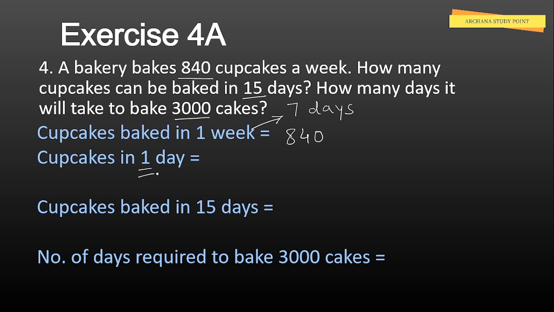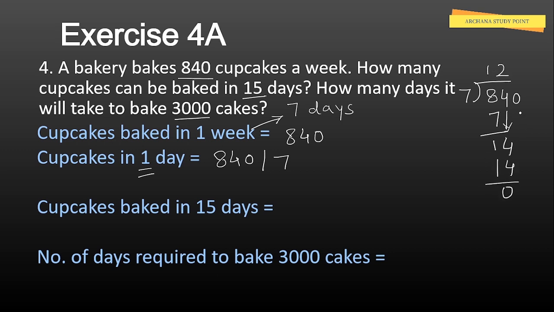If we have to find out cupcakes baked in 1 day, we will divide 840 by 7. Let's do it. 840 divided by 7. 7 ones are 7. Remainder 1. We'll get 4 down here. 7 twos are 14. Gives us a remainder of 0. And now we'll get the 0 down. If we are taking the 0 down, we will increase 0 in our quotient also. So the answer is 120 cupcakes in 1 day.